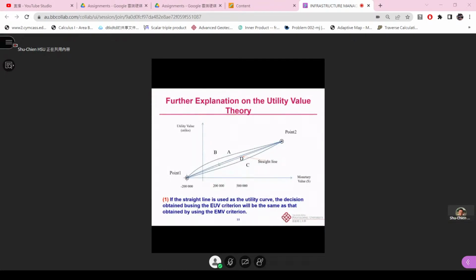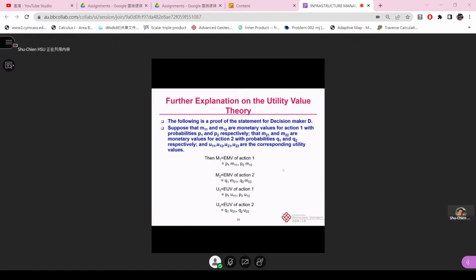So we have some further explanation on the utility theory. Like I just mentioned, if we put a straight line here as the utility curve, then the decision obtained from the EUV criterion will be the same as that obtained by using the EMV criterion. Like I said, A and B are both risk averters, whereas C is someone willing to take more risk because he wants to get more.